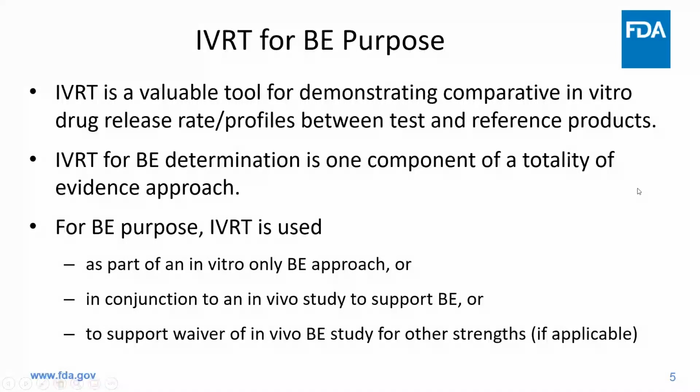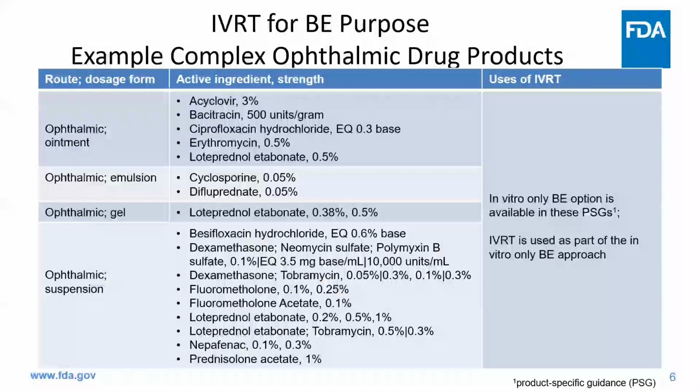When used for BE purposes, IVRT is used as part of an in vitro only BE approach or used in conjunction with an in vivo study to support BE. And also, it can be used to support waiver of in vivo BE study for other strengths. In the next few slides, I will provide you a few examples about how IVRT can be used for support of bioequivalence. Those examples actually are from the product specific guidances made for those complex products. The slide showing here provides some examples about complex ophthalmic drug products.